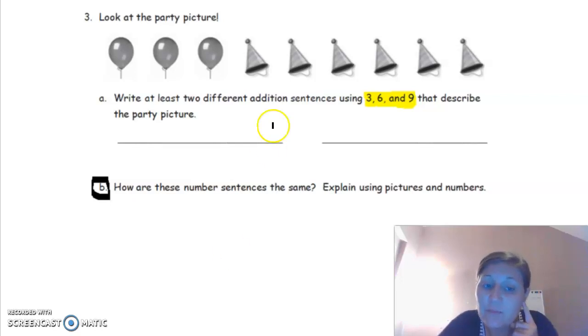So listen again. For A, you're going to write 2 different number sentences using the numbers 3, 6, and 9 that describe the picture. Then on B, try and explain with pictures or numbers how those 2 number sentences are the same. Go to the next slide and get started.